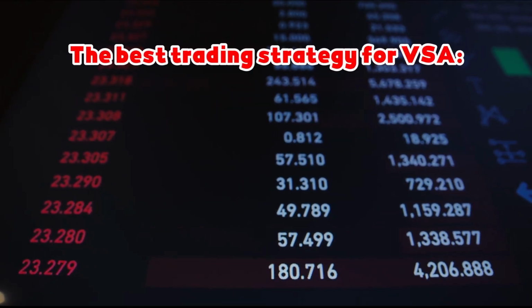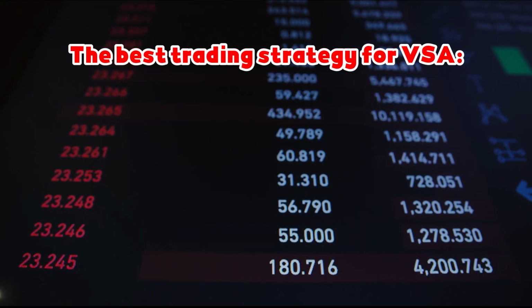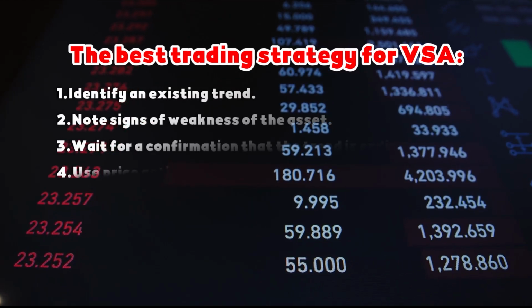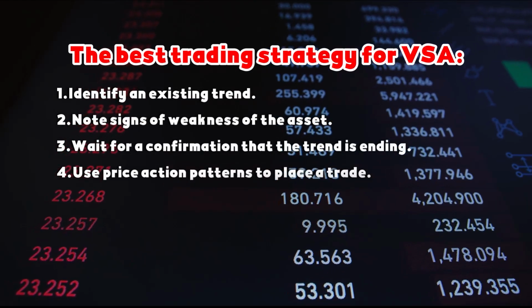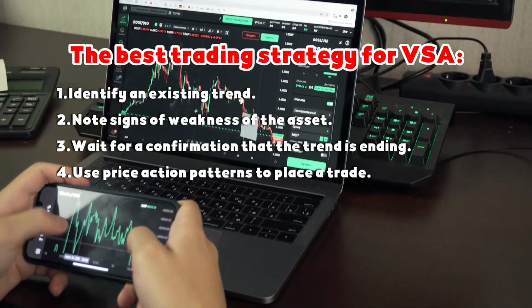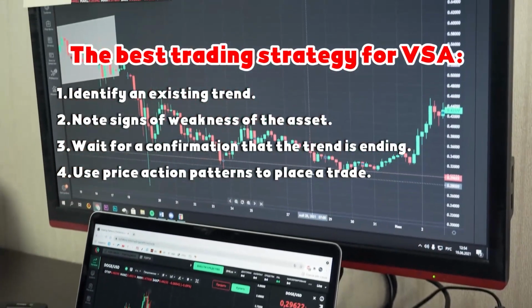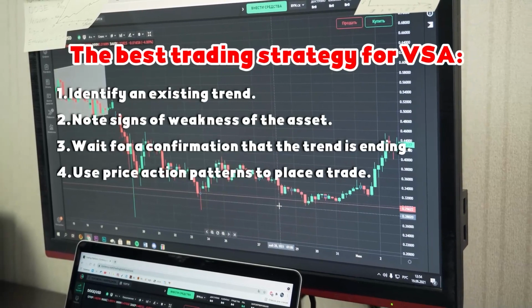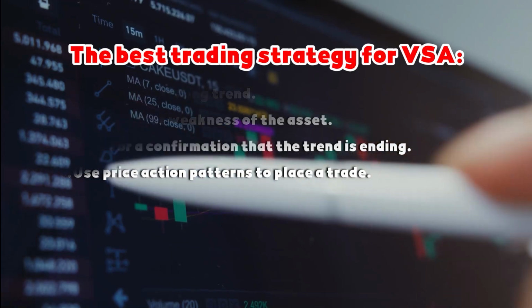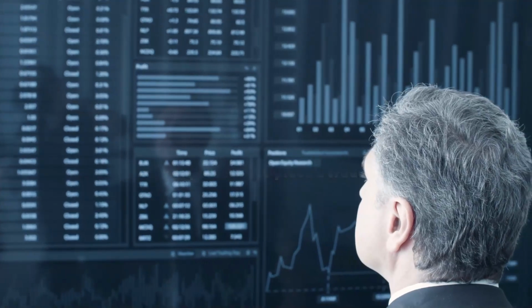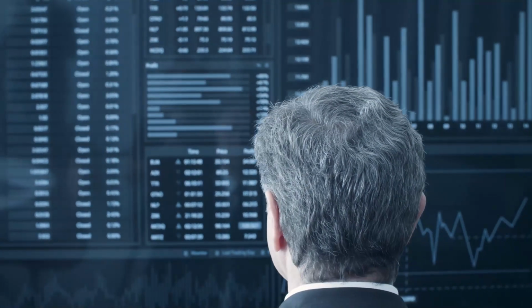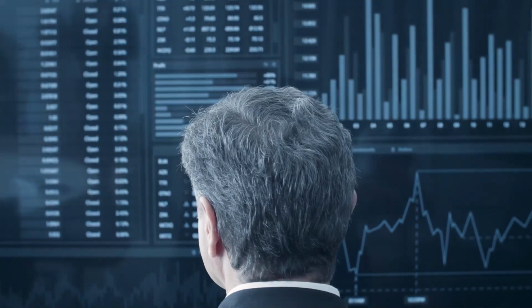The best trading strategy for VSA involves 4 main steps. 1. Identify an existing trend. 2. Note signs of weakness of the asset. This can be a situation where it is forming a bearish divergence pattern. 3. Wait for a confirmation that the trend is ending. 4. Use price action patterns to place a trade. As you have already seen, you can combine that indicator with EMA and UT bot to adjust your strategy.